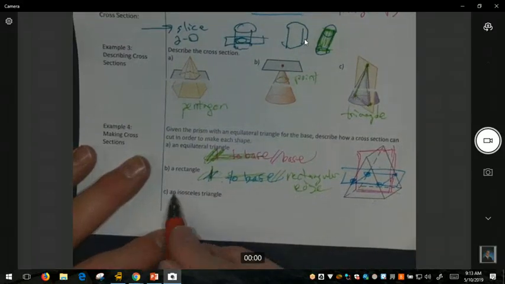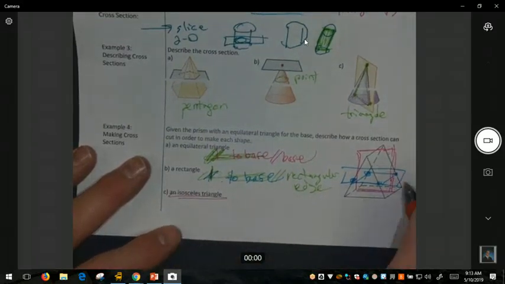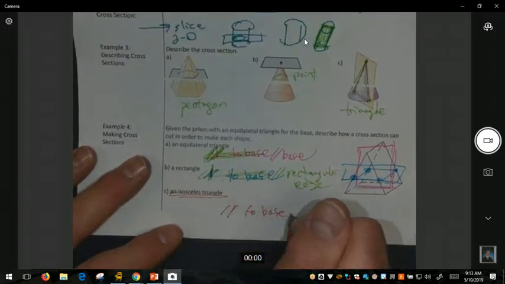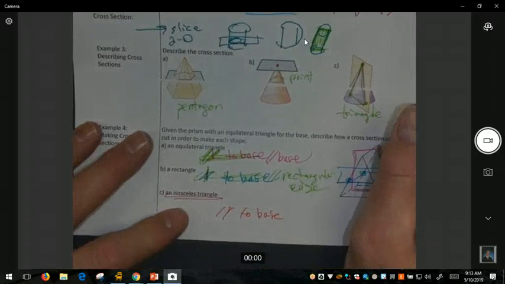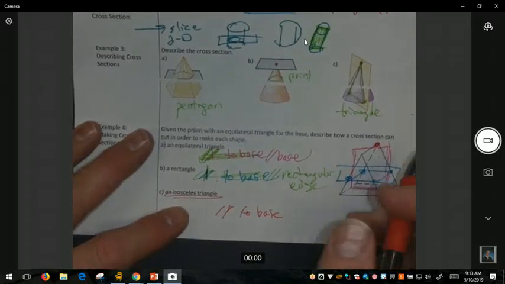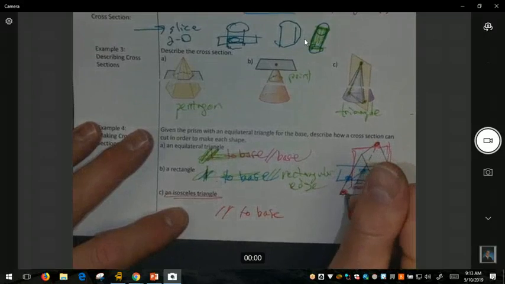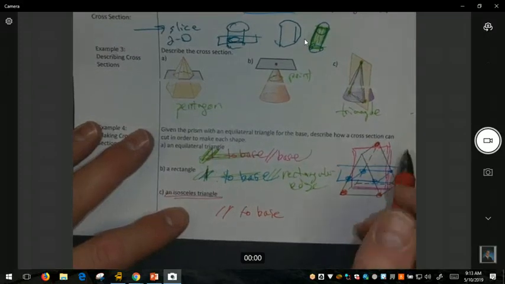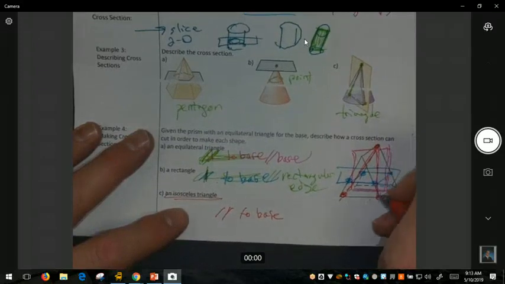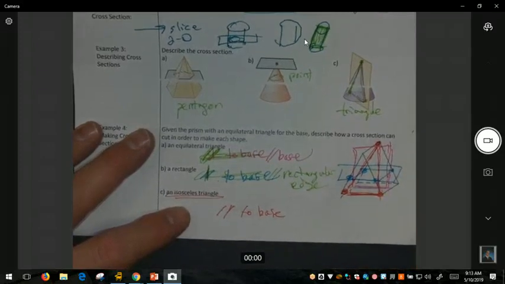An isosceles triangle could be an equilateral triangle, just has to have at least 2. So again, that would be parallel to the base. Another option for the isosceles triangle would be to start at this point at the very back and come anywhere along here that's not parallel to that. It will elongate the 2 sides, but the 2 sides would be the same length. The base would just be the original length.